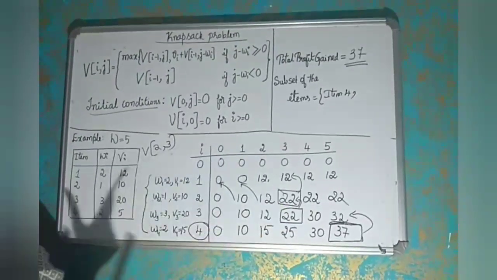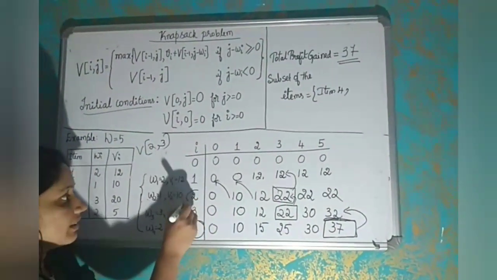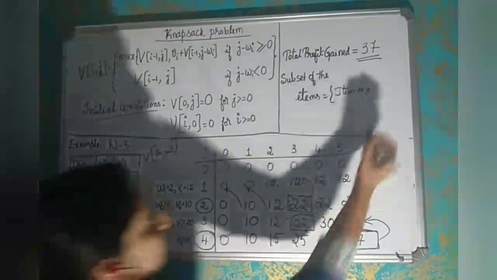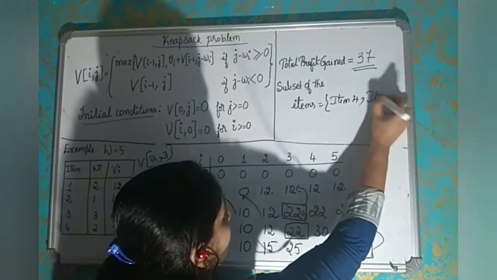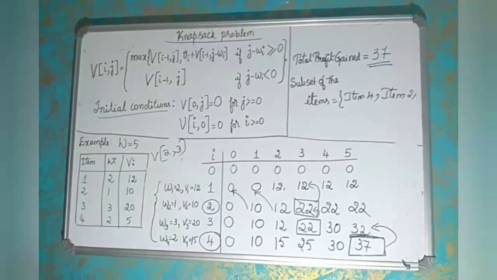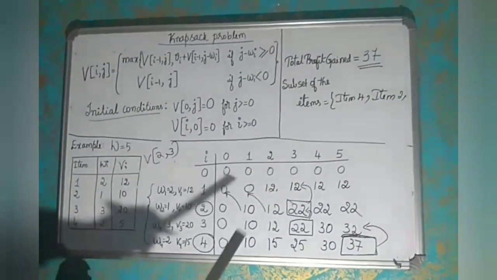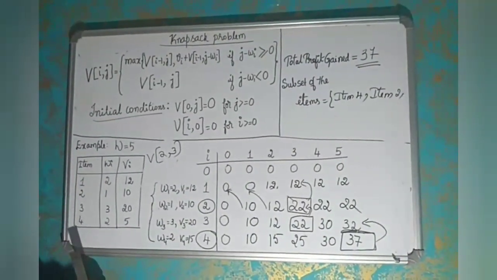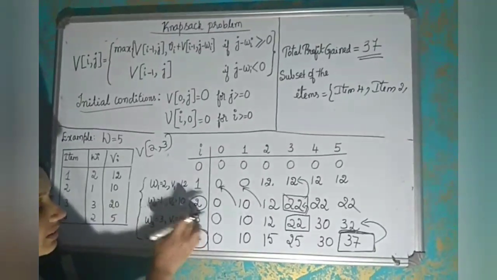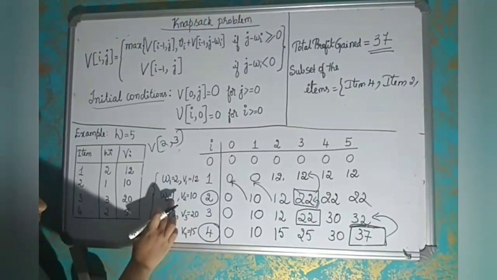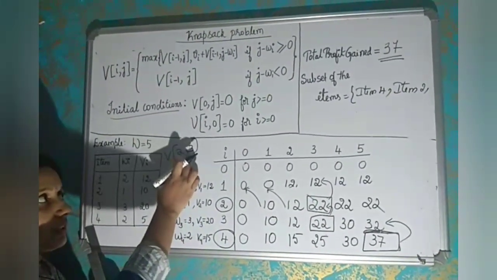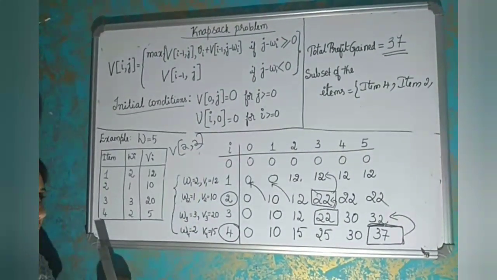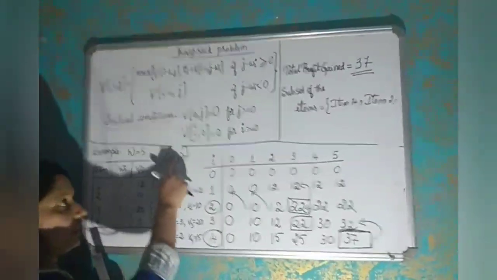That is why we can say that item 2 is also there in the subset. So I'll write it as item 2. Next is you have to update the value of J now. So since you have included this, what is its weight? Its weight is 1. So previous weight was 3. So 3 minus 1 is what? 2. And now we are left with only one item.